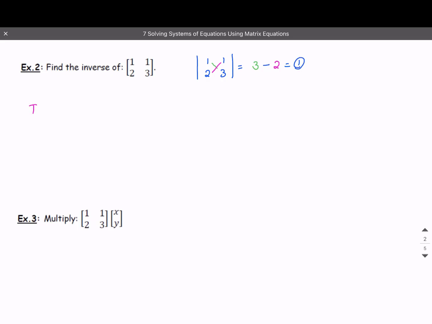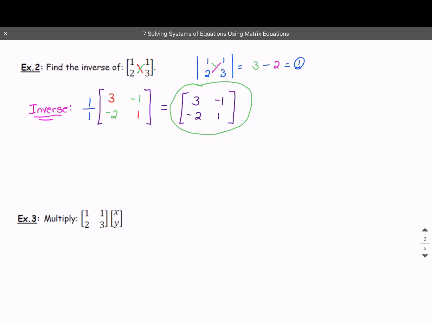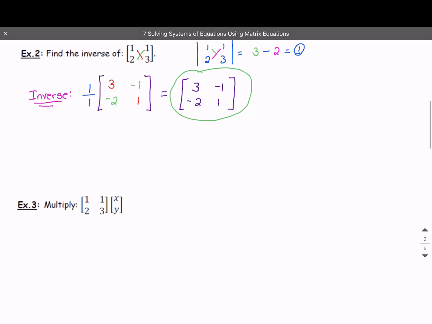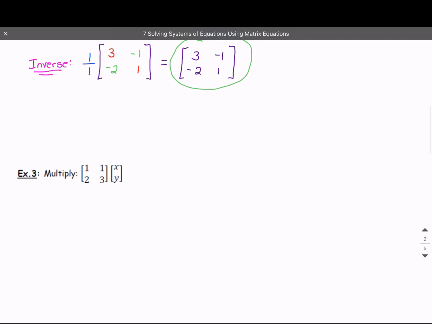Which means that for our inverse, we're going to have 1 over the determinant 1 times, on this diagonal, we switch the numbers, and on this diagonal, we negate the numbers. And since we're only multiplying by the scalar 1, we have the matrix [3, -2; -1, 1], and this is our inverse matrix.